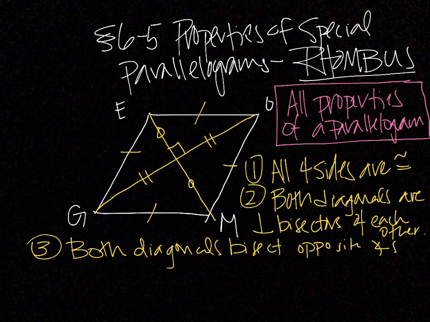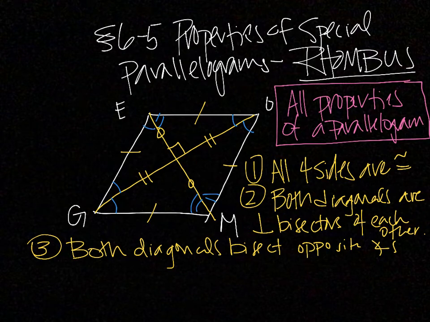Both of the diagonals bisect the opposite angles. So this diagonal GO bisects these angles. Now remember, they were congruent because the opposite angles in a parallelogram are already congruent. EM bisects angle GMO and angle GEO. And again, they were congruent to start out with because of the property of a parallelogram.